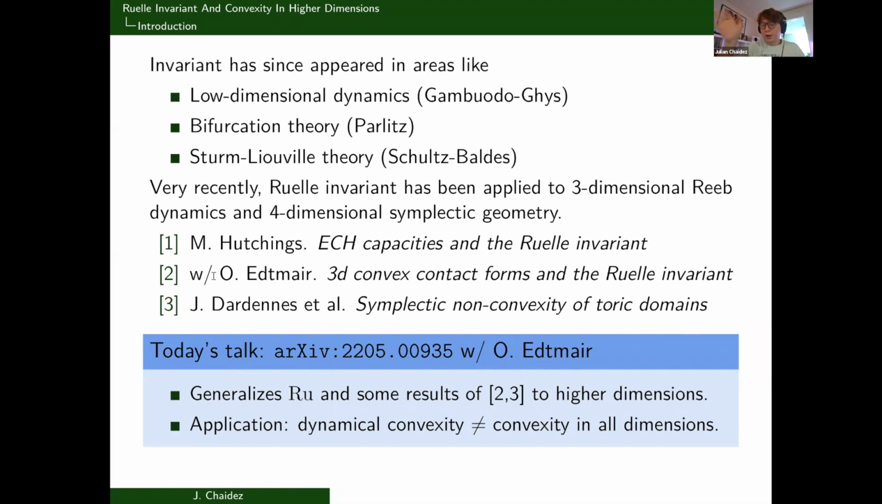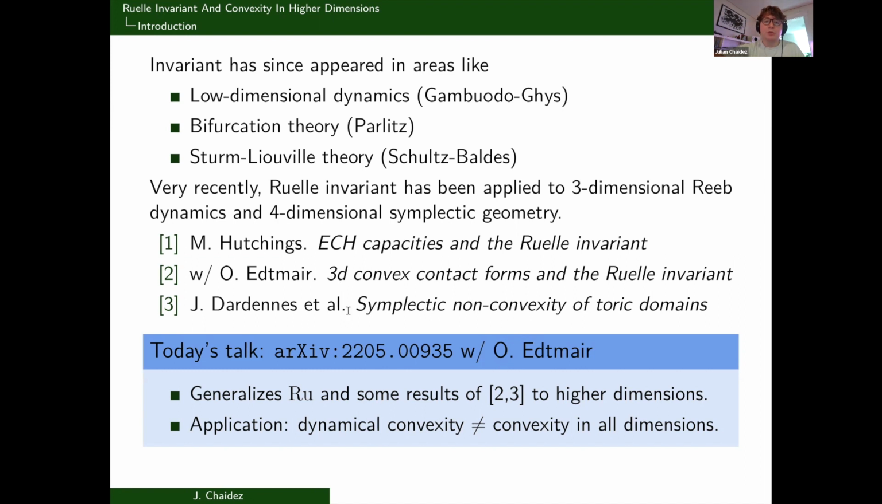And in a different direction, Oliver Edtmair and I wrote a paper where we used the Ruelle invariant as a method of detecting the difference between so-called dynamically convex contact forms on the sphere and convex contact forms on the sphere. So that was a low dimensional result. And that question of distinguishing those two classes of contact forms was an open problem for a very long time. So that was a really nice application of it.